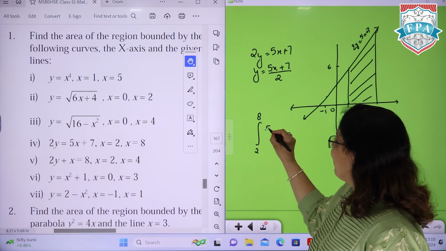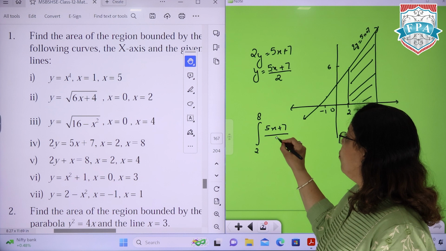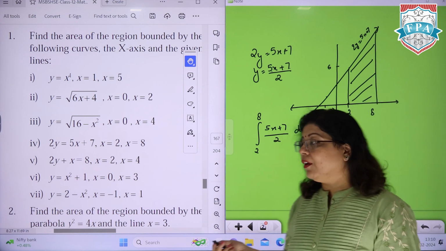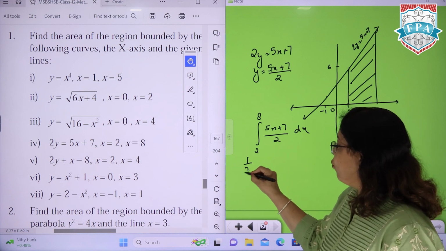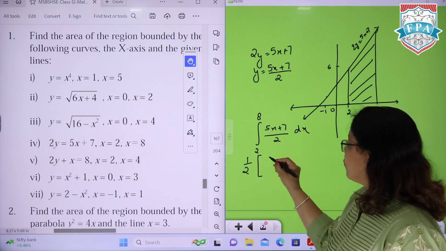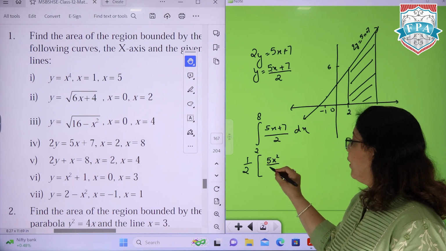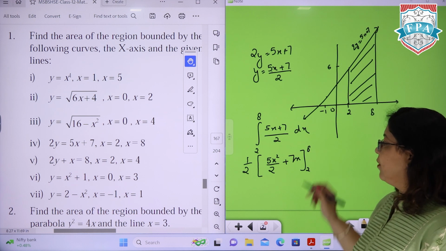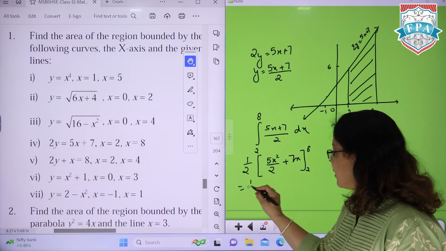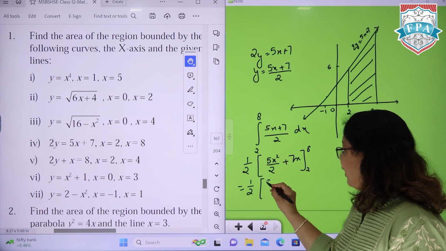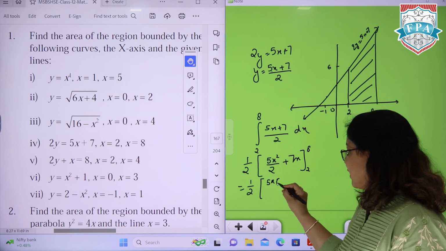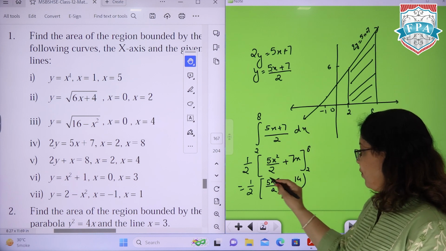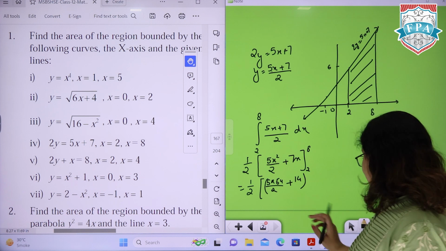Y is actually 5x plus 7 by 2 dx. Okay, then it is very easy to calculate the integration of this. You can take 1 by 2 common and this will become 5x square by 2 plus 7x, and this goes with limits 2 and 8. Put the values. So this is half, 5 multiplied by 8 square, which is 64, divided by 2 plus 7 into 8, sorry, 56. This is the first term.